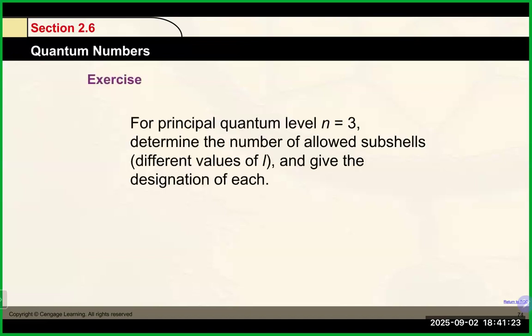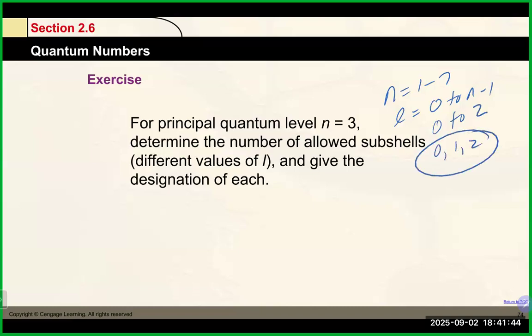All right, so we kind of bounced around, but we did a bunch of this here, maybe. There you go. So we did this one, n equals 3. Remember, your n could be 1 through 7. Your L can be 0 to n minus 1, which means in this case we would have 0 to 2, so possible values would be 0, 1, and 2 for this particular one.